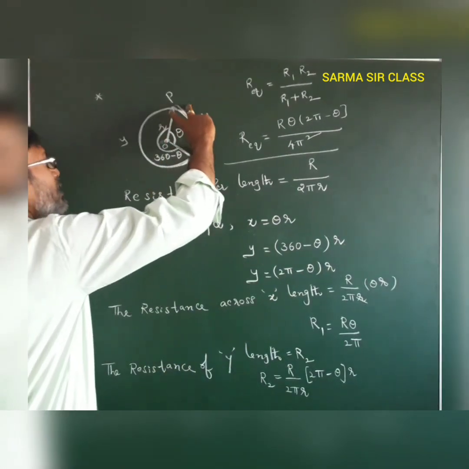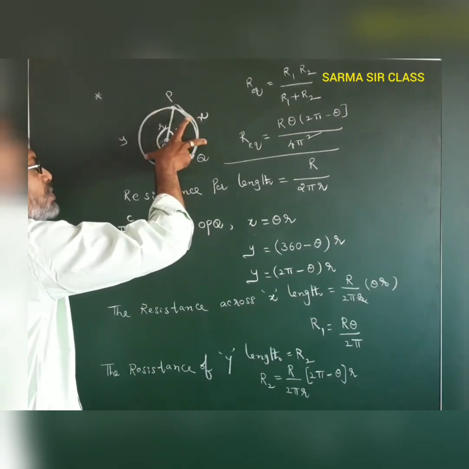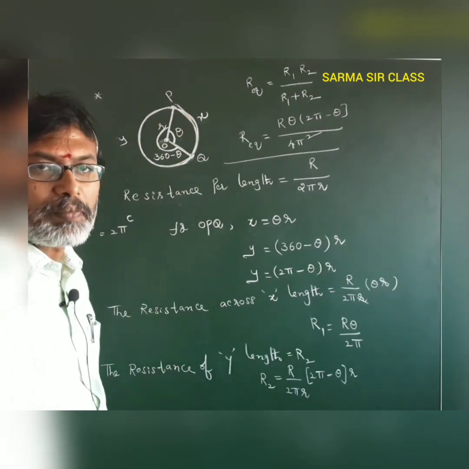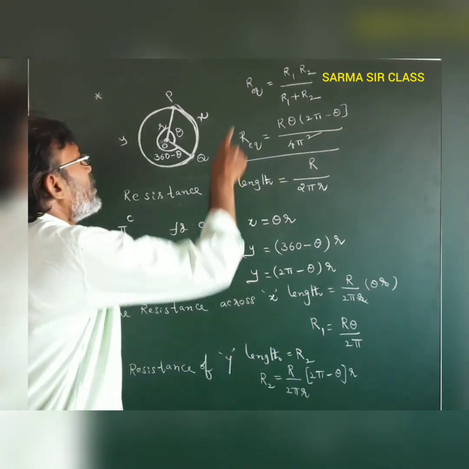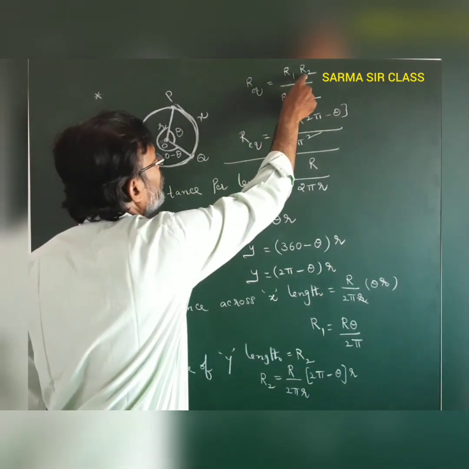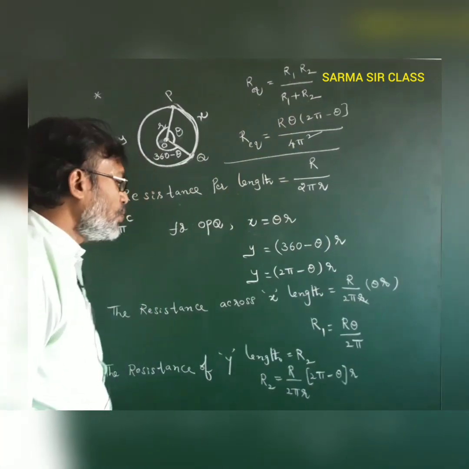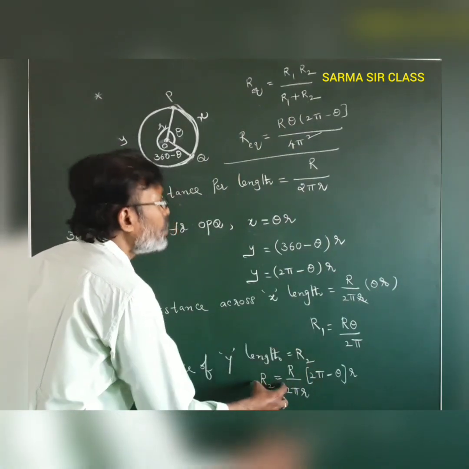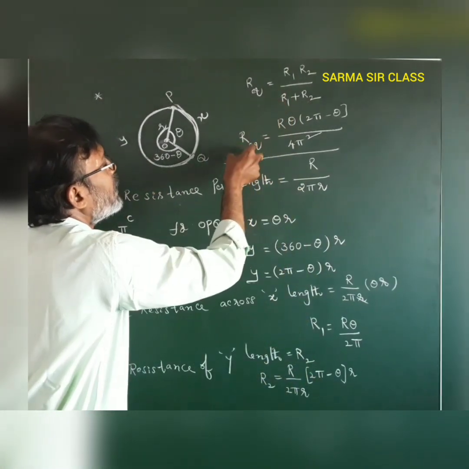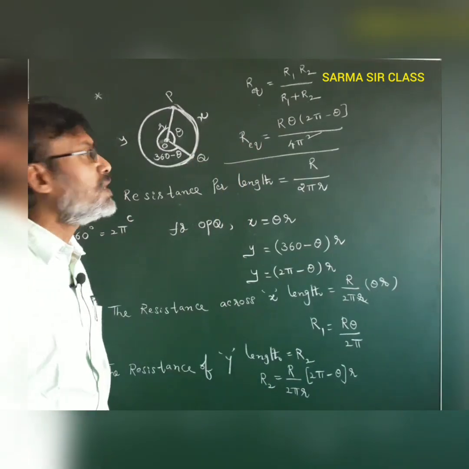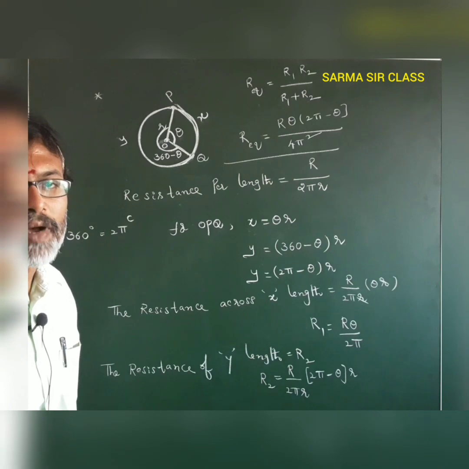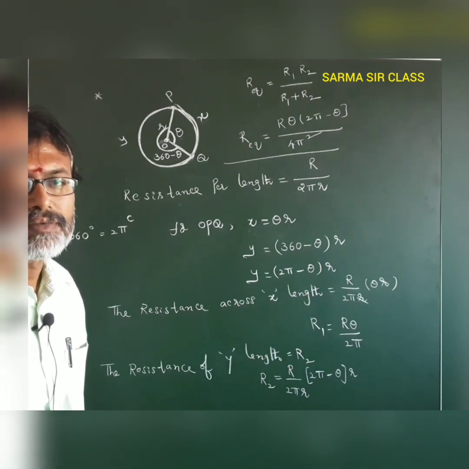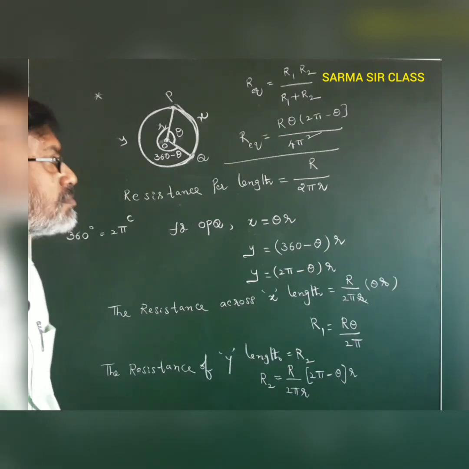These two resistances R1 and R2 are in parallel combination. So what is the equivalent resistance? R equivalent is equal to R1 R2 by R1 plus R2. If you substitute the R1 value and R2 value in this equation, then you will get R equivalent is equal to R theta into 2 pi minus theta by 4 pi square. Got it? Okay.